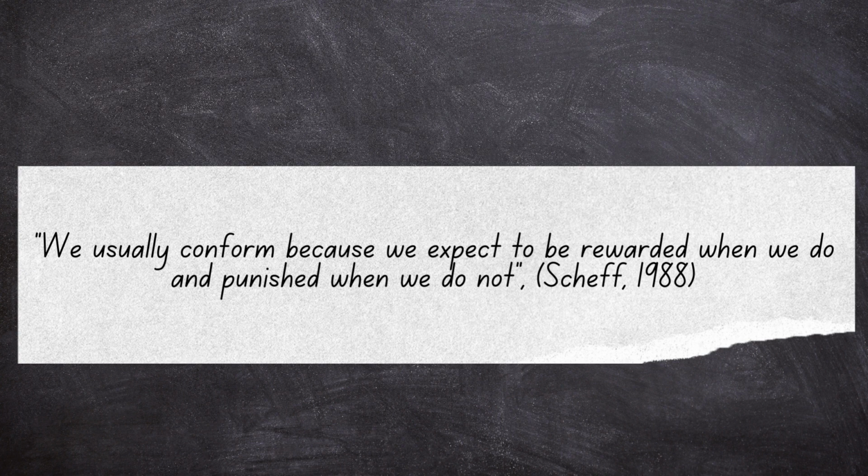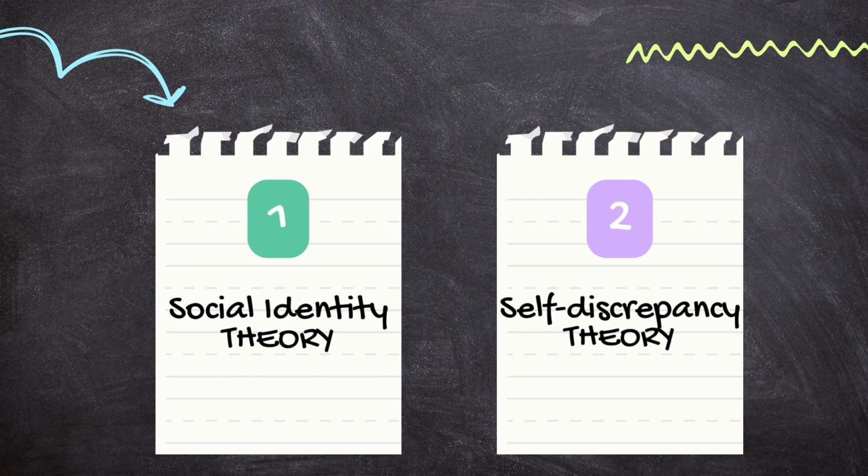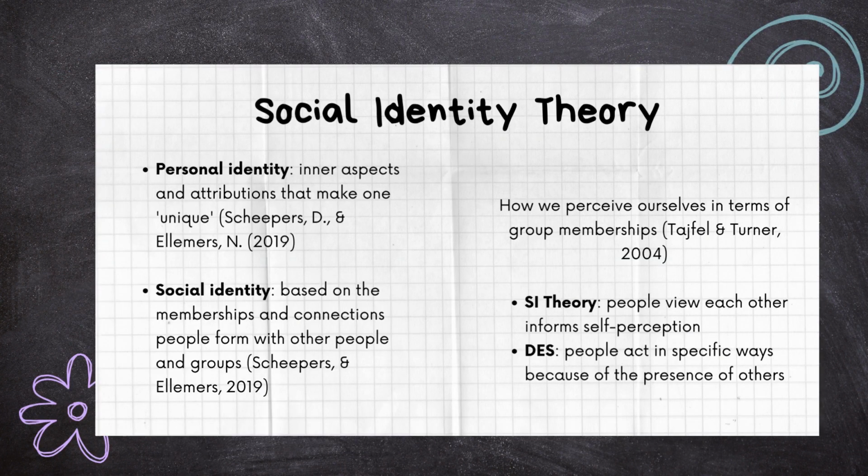Although many psychological theories exist, it is the social identity and self-discrepancy theories that are highly applicable to this system. The social identity theory seeks to define how individuals perceive themselves in terms of group memberships by distinguishing between personal and social identities. As the social identity theory hinges on how people view one another to inform self-perception, it provides a relevant connection to the deference emotion system, which is built on the idea that people behave in specific ways due to the presence of others.